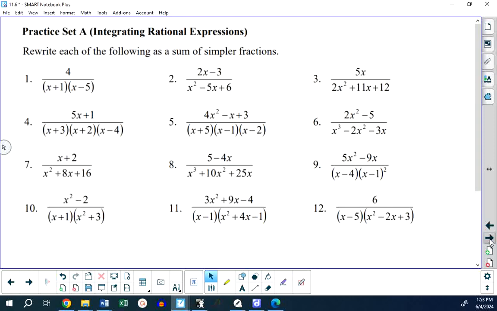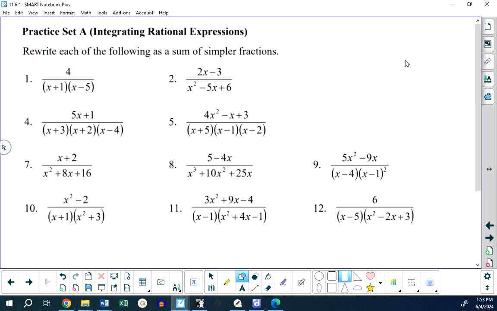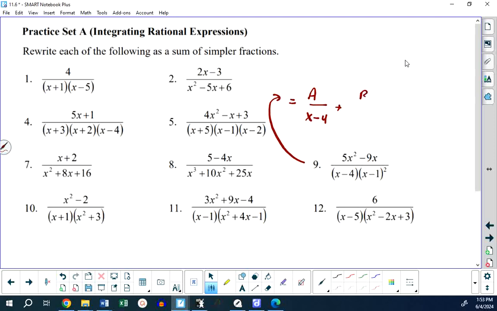And when you break apart number 9 into partial fractions, you're going to say that that's equal to some constant over x minus 4, plus some other constant over x minus 1, plus a third constant over x minus 1 squared. And then determining, based on that equivalence, the values of A, B, and C becomes an algebraic procedure.